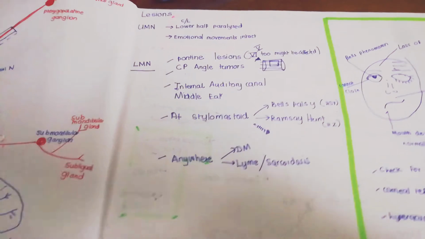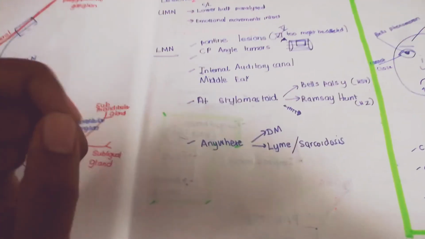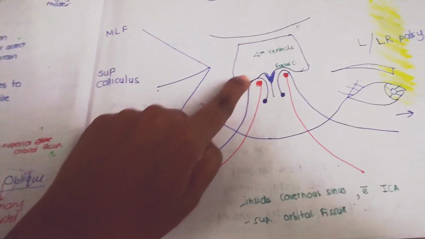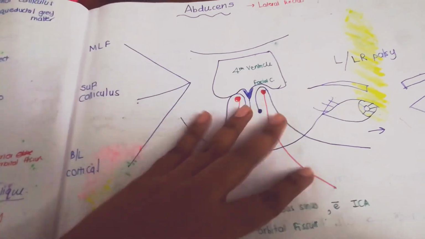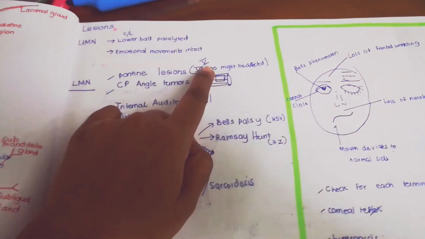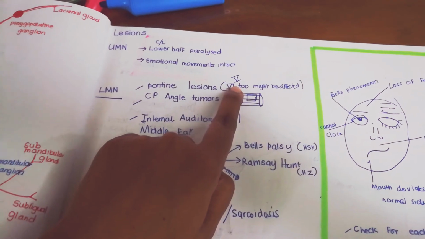So lower motor neuron lesions can start from the pons where you have the nucleus. Okay, the nuclear lesions. When we were talking about the abducens nerve, we said that the abducens nerve is in close proximity with the facial nerve. If in the pons your facial nerve gets affected, usually your abducens will also get affected. So that means here you have a 6th cranial nerve palsy as well as the 5th, because in the pons you have the sensory nucleus of the trigeminal. So all will be affected.